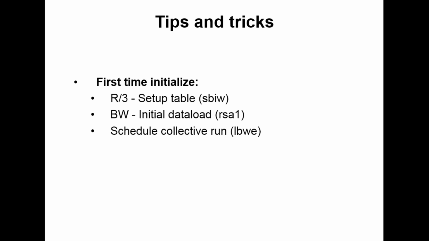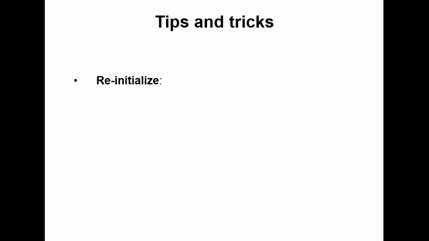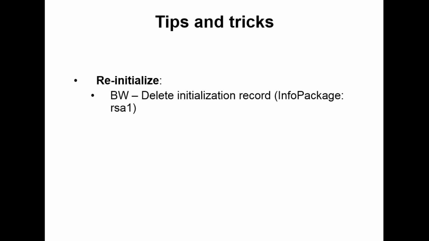If at all we are reinitializing delta again, normally we initialized delta and it is going on fine, but maybe in some case it is corrupted. So at that time we need to reinitialize the delta. What needs to be done then? On the BW side, delete the initialization record at info package level. I'll show you how to do that.